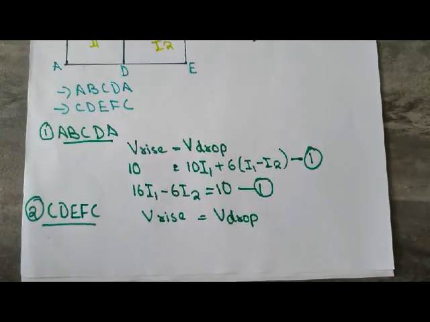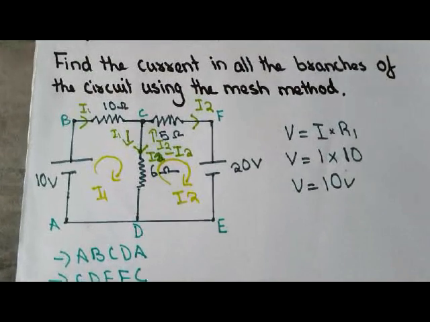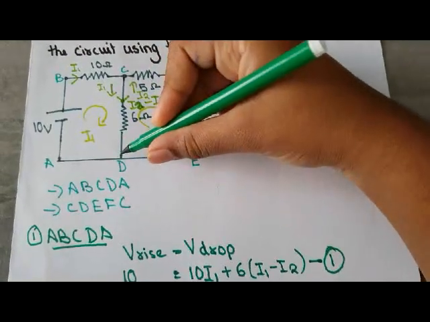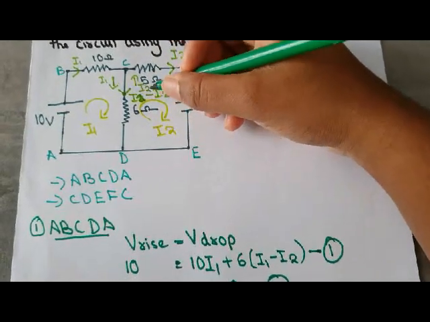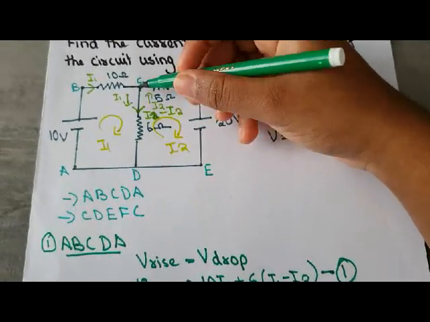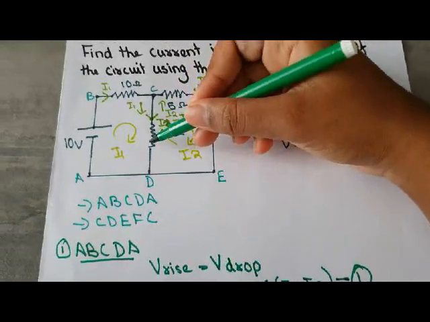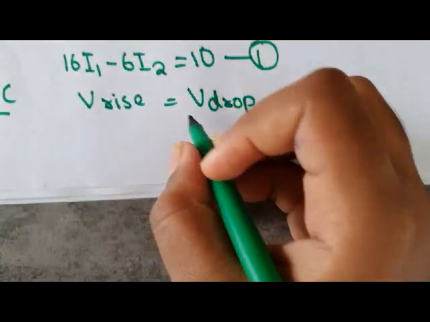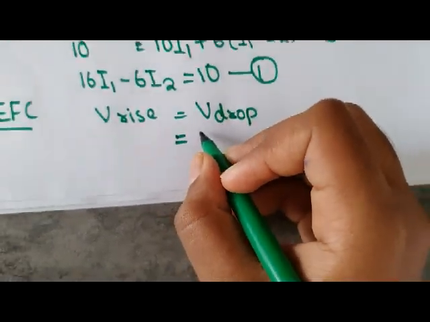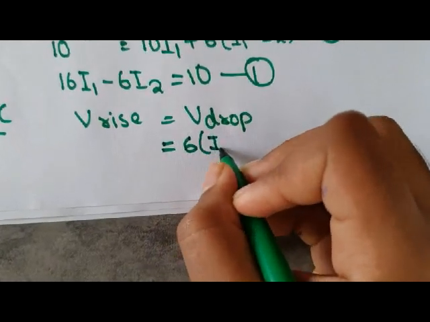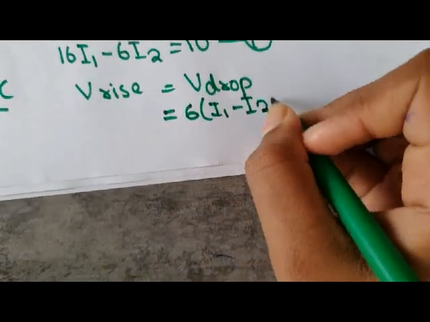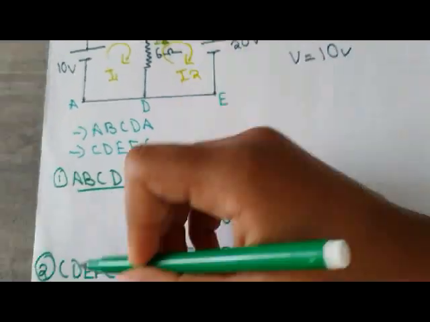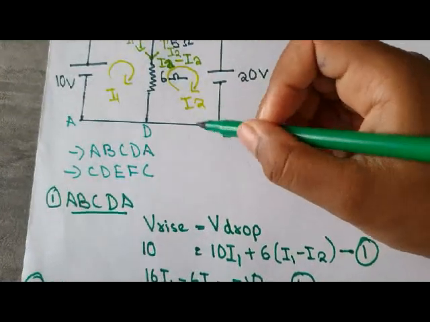And again, V rise equal to V drop. So let's look at the circuit first, C to D. So in the circuit C to D, current I1 minus I2 is flowing, and it's moving in our direction. We are moving along with the current, so directly we can write it in V drop, 6 into I1 minus I2. Next is D to E. There's nothing in D to E.